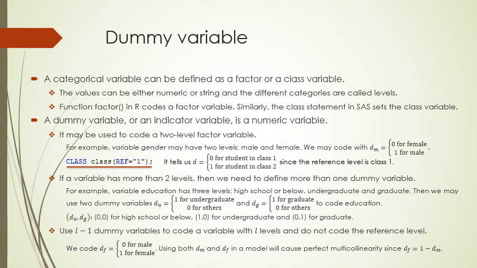Previously, we already defined dm for male. Let's define another dummy variable, df, which is 0 for male and 1 for female. Then if we use both dummy variables in the model, we will have perfect multicollinearity since df is 1 minus dm. Thus, to avoid the dummy variable trap, we should not encode the reference level.